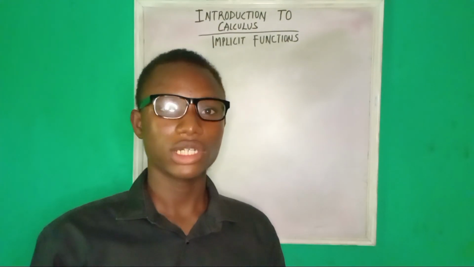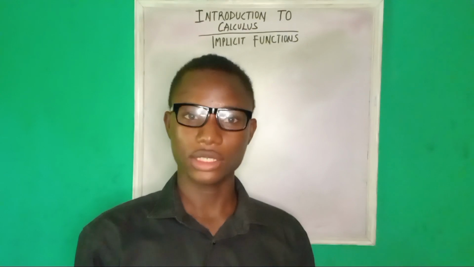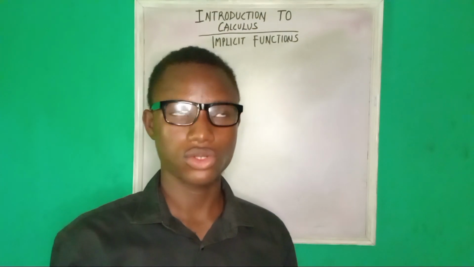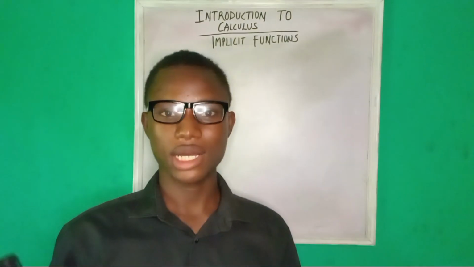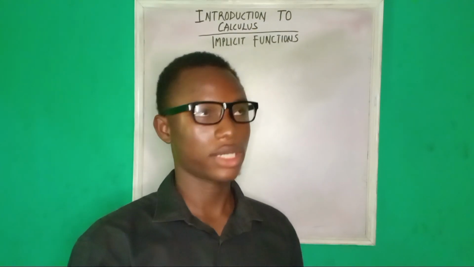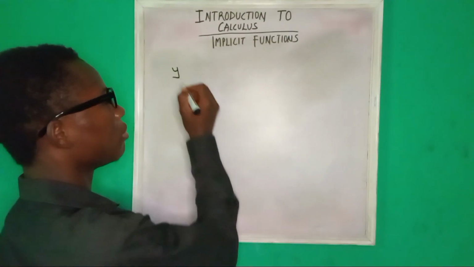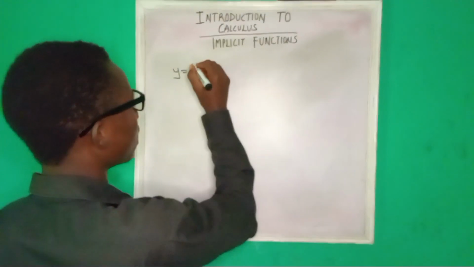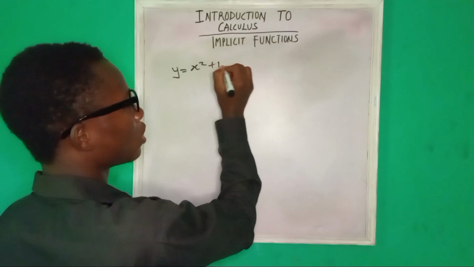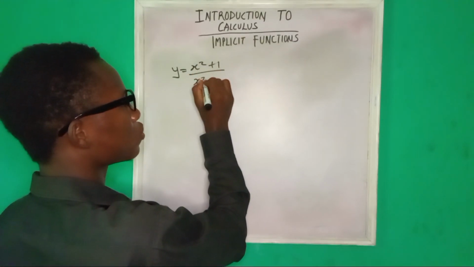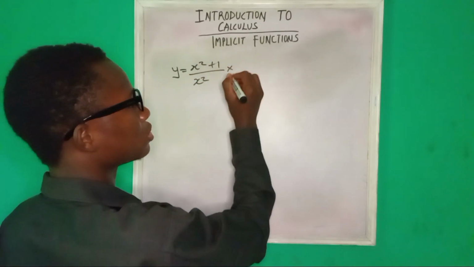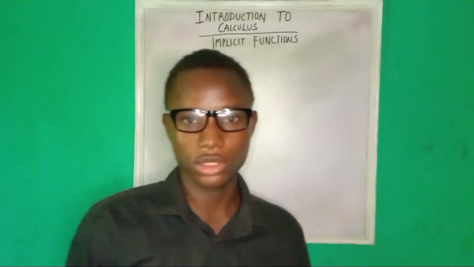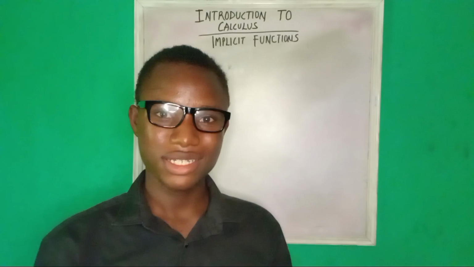Now, every differentiation that I've done before this one has been of explicit functions, and explicit functions are functions that are expressed in terms of x. That is, when you have y by one side, everything you are going to be seeing at the other side of the equals to sign will be expressed in terms of x, like x squared plus 1 divided by x squared.